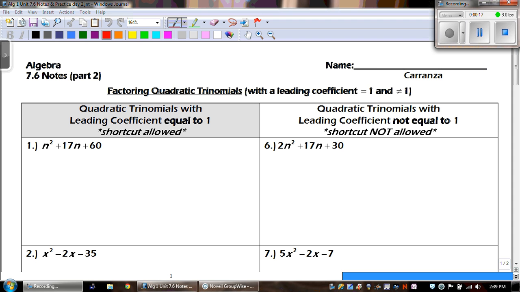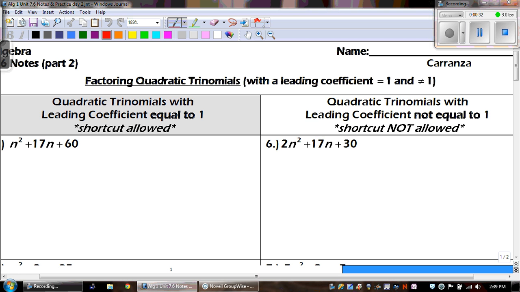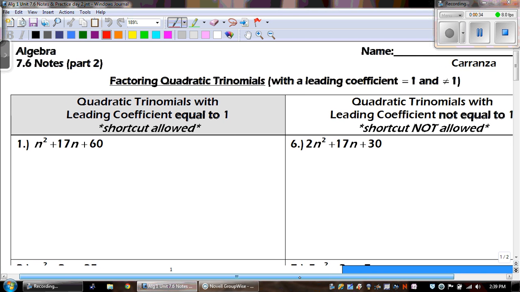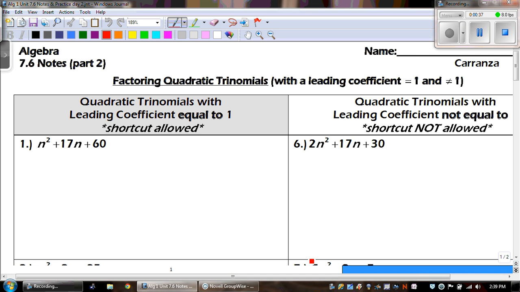We're continuing our discussion about factoring quadratic trinomials with the leading coefficient equal to 1 and not equal to 1. We're going to be going back and forth showing you examples where the leading coefficient is equal to 1 and you're allowed to use the shortcut, and when it's not equal to 1 where the shortcut is not allowed. Okay, so let's go ahead and get started.